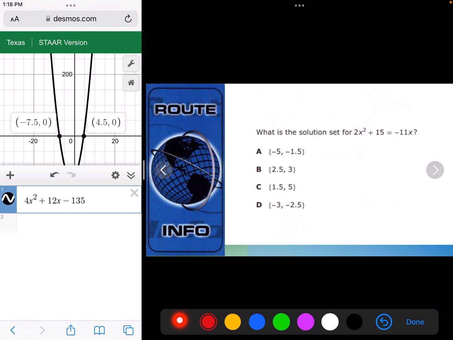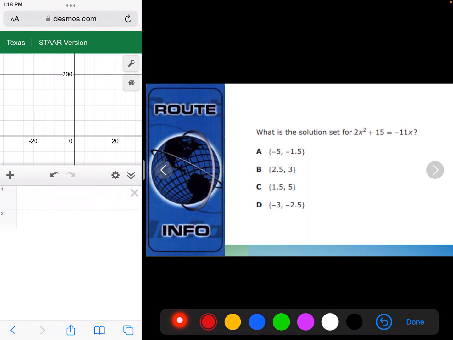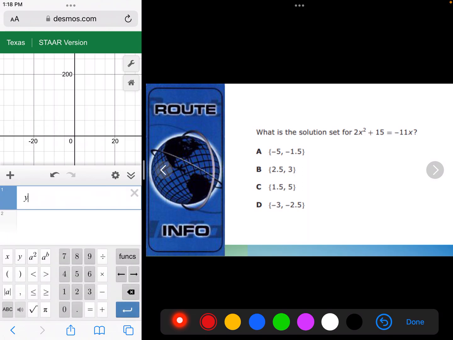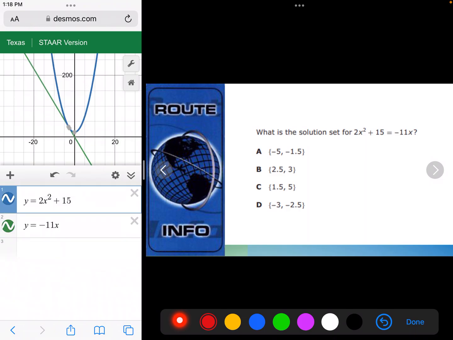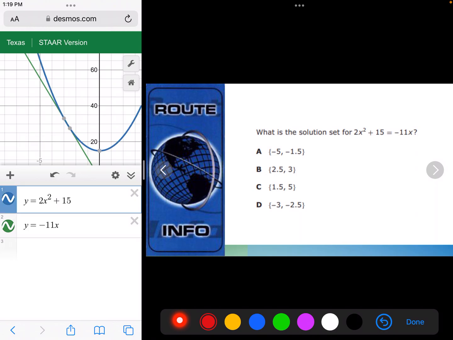So the last one is the same thing as the solution set. You can either move over that minus 11x to the other side, or you can just graph y equals both sides. So you can graph y equals 2x squared plus 15, y equals negative 11x, and see where they cross. They cross right there and right there, so again, those would be the answers. So the correct answer would be D, negative 3 and negative 2.5.